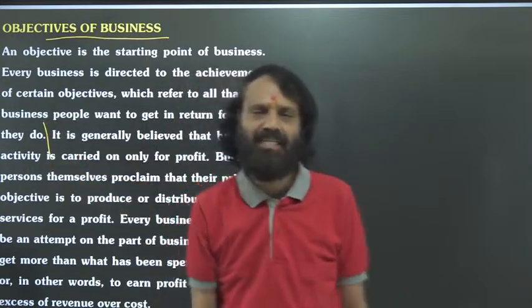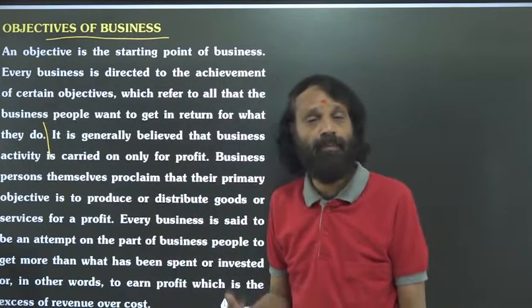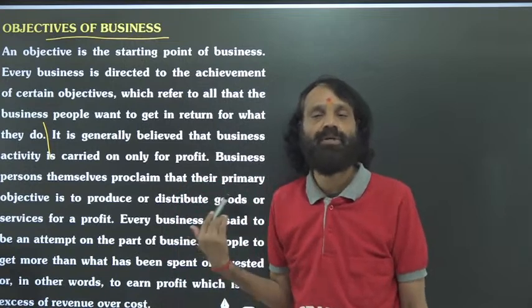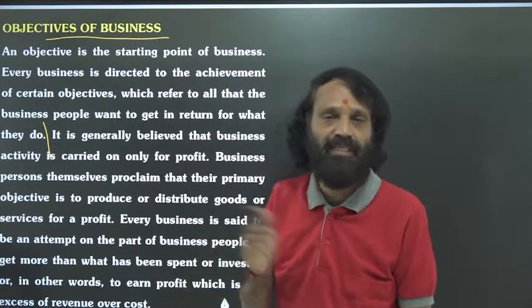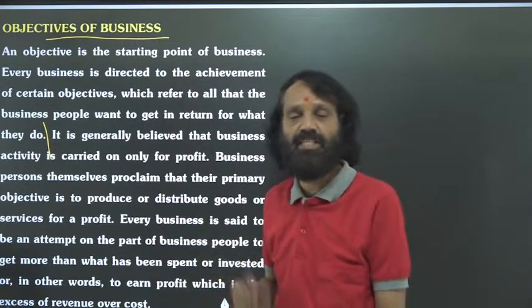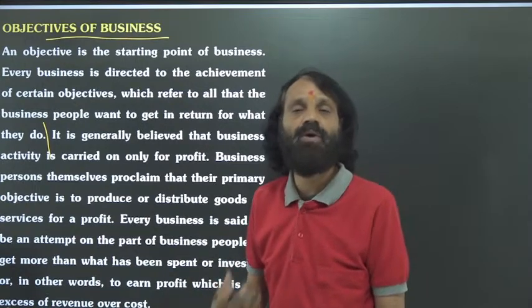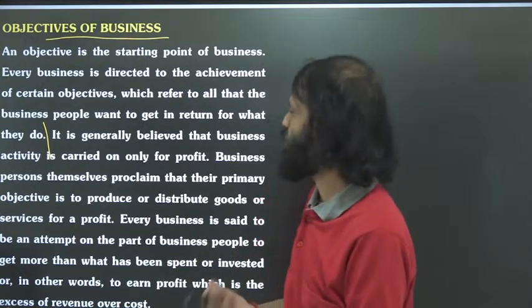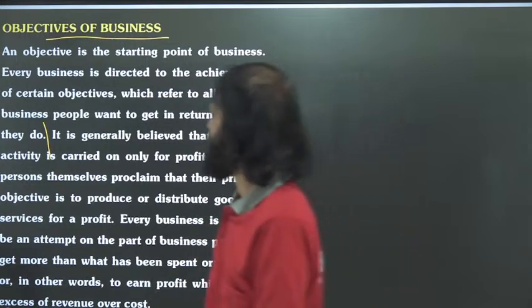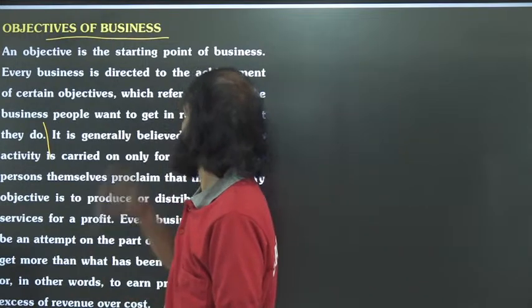Why do people do business? Because they wanted to make profit. The goal, the ultimate aim of their business is to create money. They wanted to earn money. That is what they actually want, more profit. So that is the objective of business.